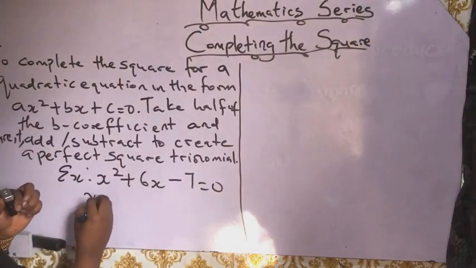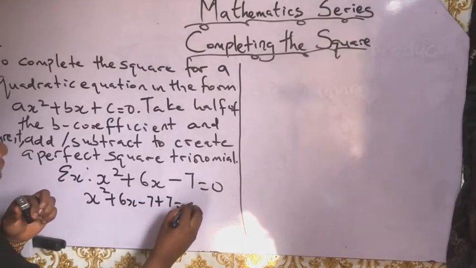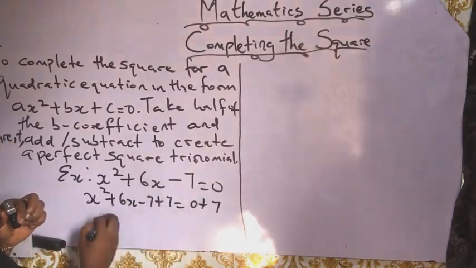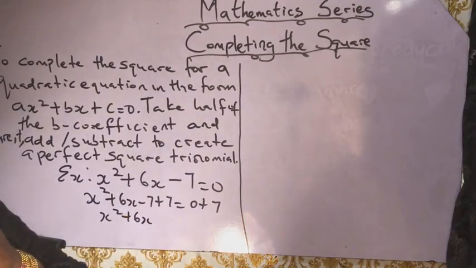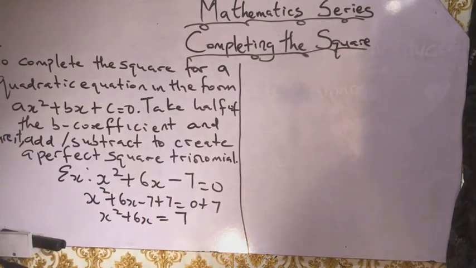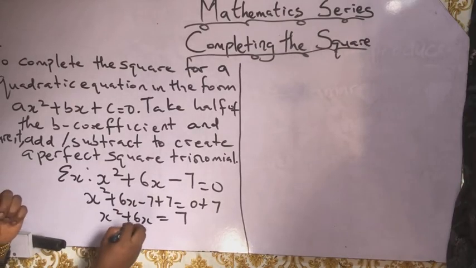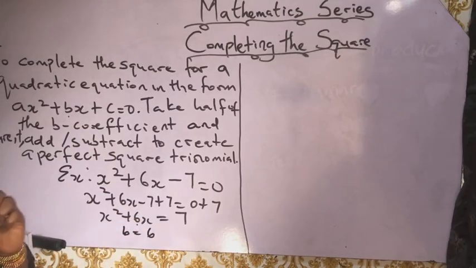So you have x squared plus 6x minus 7 plus 7 is equal to 0 plus 7. x squared plus 6x minus 7 plus 7 gives 0. So you are left with 0 plus 7, which is 7. Now the next thing is the coefficient of bx is 6, because bx is 6x, so b is equal to 6.